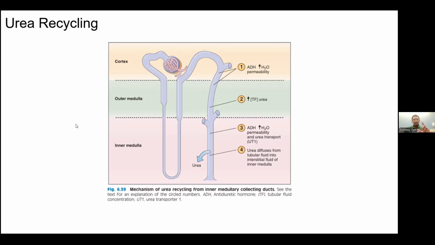As implied by this mechanism, it depends heavily on ADH. When ADH levels are high, as in water deprivation, differential permeability effects occur and urea is recycled into the inner medulla. When levels are low, as in drinking water or in conditions such as central diabetes insipidus, the differential permeability effects do not occur and urea is not recycled.